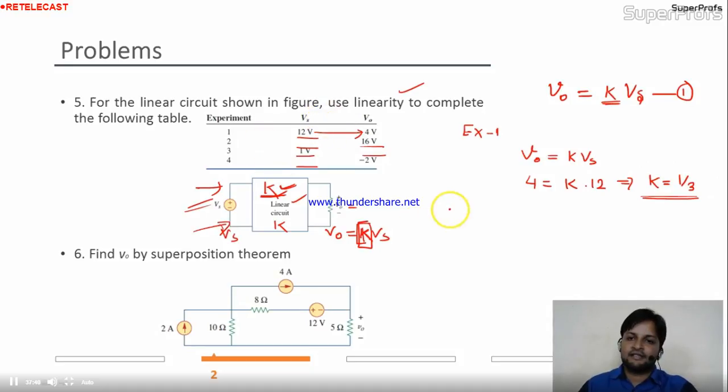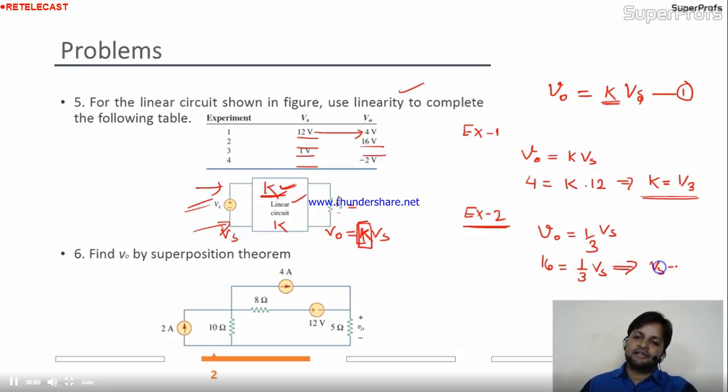Now come to the second experiment, experiment 2. Again the formula is, now K we already found, that is 1 by 3 Vs. What is missing over here? Vs is missing. What is the value of V0? V0 given, that is 16. 16 equals 1 by 3 Vs. So Vs is nothing but 48 volt. Is it okay for you? Now this third and fourth, this is for you. I hope it's pretty clear for you.